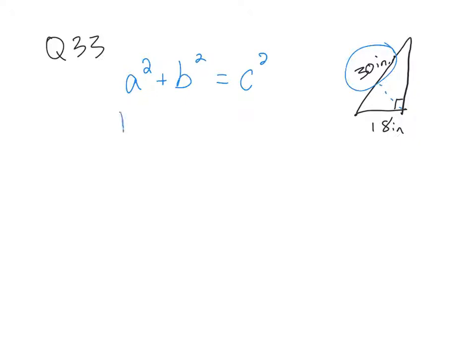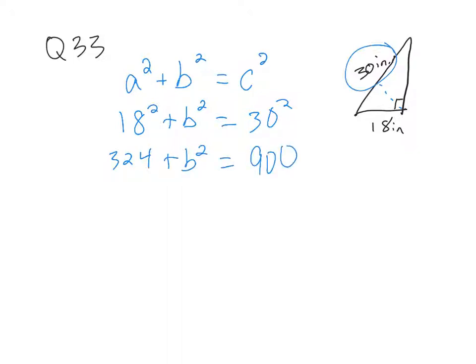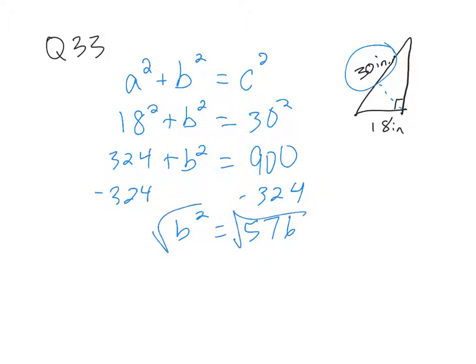So I'm going to set this up. It's 18 squared plus b squared, we don't know b, equals 30 squared. 18 times 18 is 324, plus b squared equals 30 times 30, which is 900. In order to solve for b squared, we need to get rid of the 324, so I'm going to subtract. B squared is equal to 576. Take the square root of both sides. B will equal, the square root of 576 is 24.